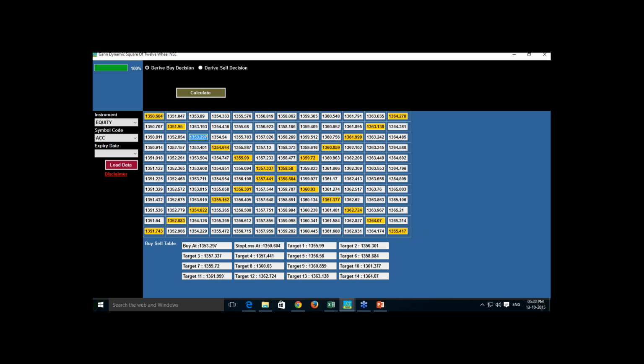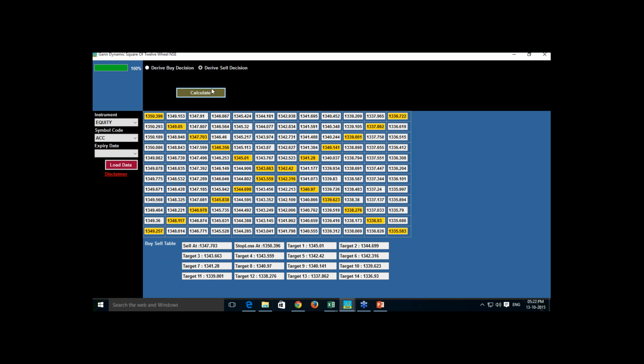When you derive these things from a low, added with all those higher numbers you create, you will derive a price point at which you will purchase. Whenever you are taking a sell decision, you have to derive it from a higher number. And whenever you are deriving buy decisions, you have to derive it from a lower number. So this is how you construct the square of 12 principle.